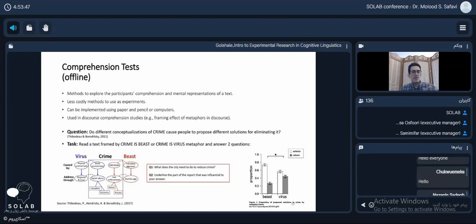And interestingly, when these participants were asked to underline the part of the report that was influential to their answer, they didn't realize that the metaphor was guiding their answer. They underlined the statistics or those parts of the report that were related to statistical information.